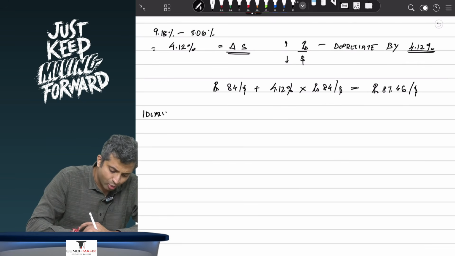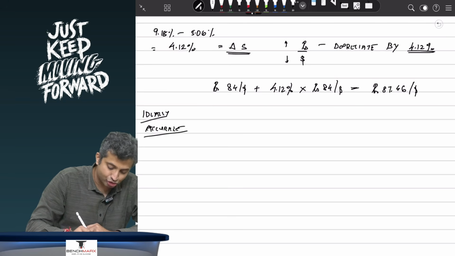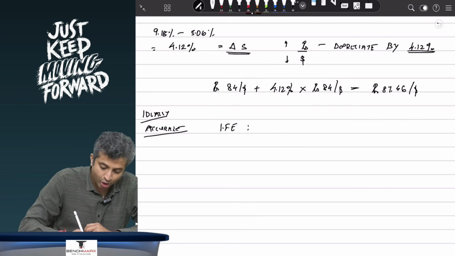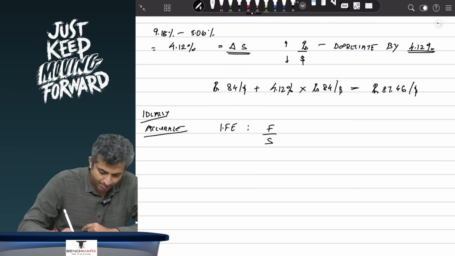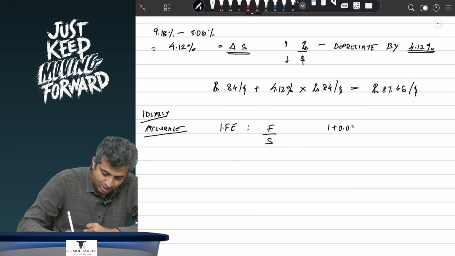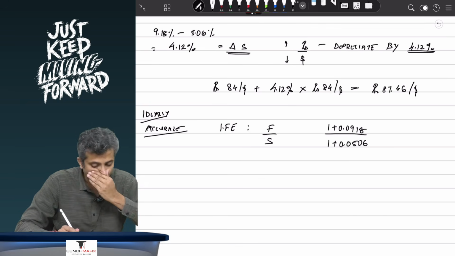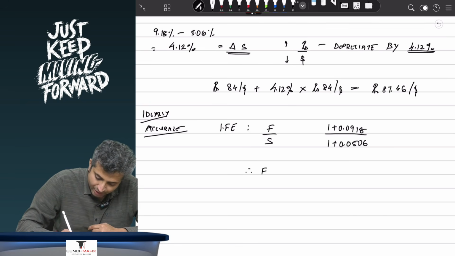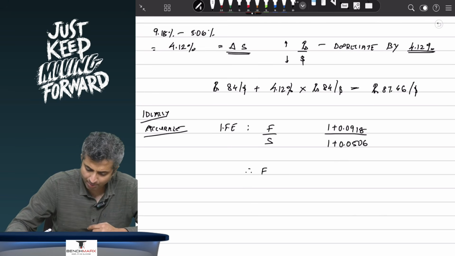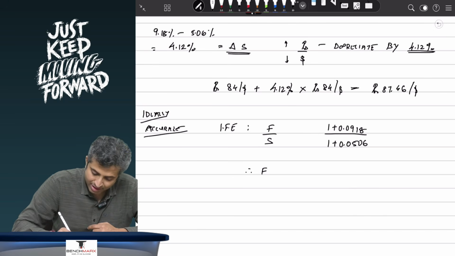However, ideally, if I want to do it very accurately, instead of taking the difference, I will take the differential. So I will say that as per the international Fisher effect, the forward and spot differential can be equated approximately to the interest rate differential. So this is 0.0918 upon 1 plus 0.0506. So it is the same as the IRP. The formula will be the same, which means F will equal over here 1.0918 upon 1.0506. So maybe the adjustment will be 1.0392.